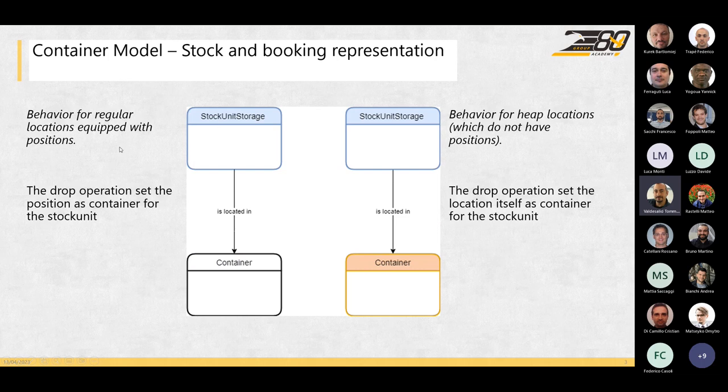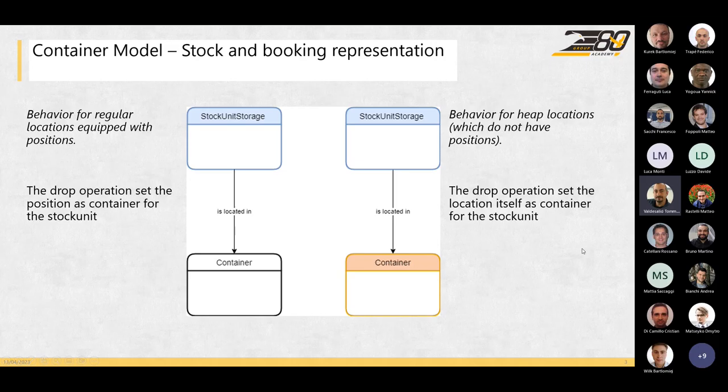for regular locations, so intended the majority of the locations that have containers with position, the storage keeps as the container the position itself, while for the locations that we can call, for example, heap, where we don't need to have position because the system drops the pallet and forgets it, or for example manual locations, where we don't need to have a coordinate, we can also have the container reference in the stock unit storage not as a position container, but as a location container. This is the kind of change with respect to the current SDM.